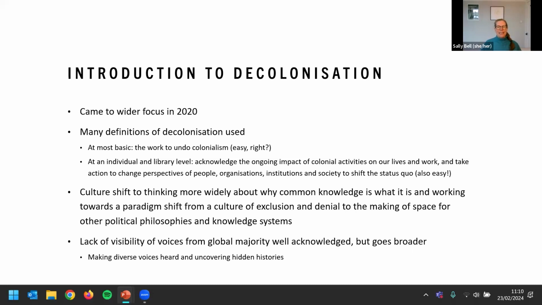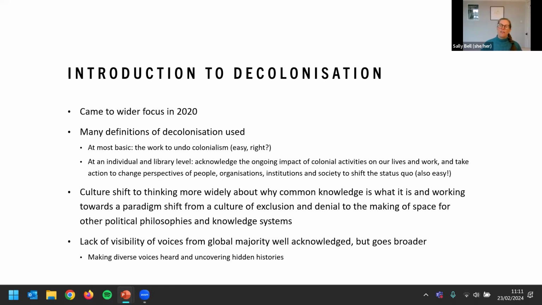I find it's easier to start breaking that down to different levels. When you get to the individual and the library level, it's about acknowledging the ongoing impact of colonial activities on our lives and work. It's about taking action to change perspectives of people, organisations and institutions, and importantly, society, to shift that status quo. Now, that is also not a particularly easy goal on a day-to-day basis.